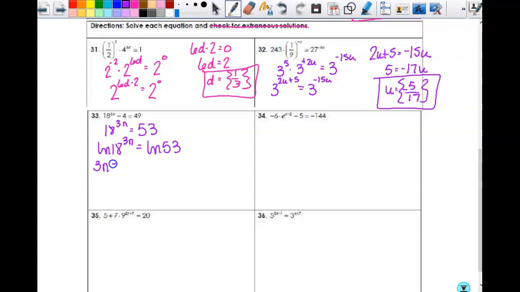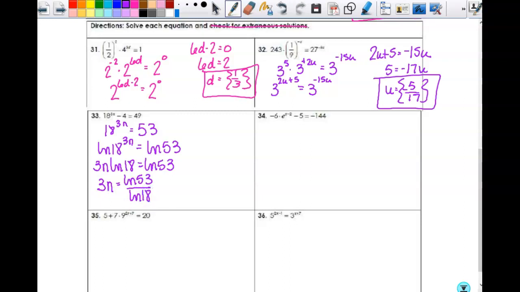So 3n equals the, no, it doesn't. 3n times the natural log of 18 equals the natural log of 53. I don't know what is wrong with me right now, but my hand and my brain are not agreeing. 3n equals the natural log of 53 divided by the natural log of 18.